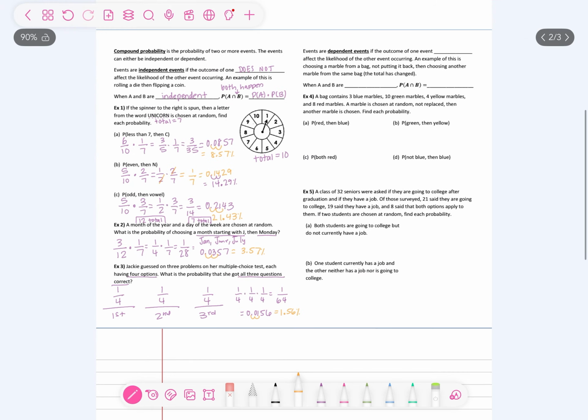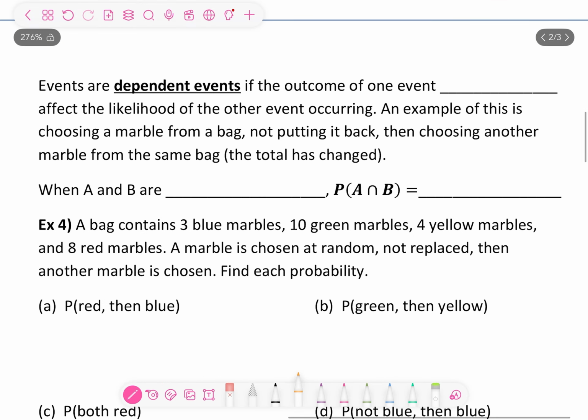All right, now let's look at dependent events. Events are dependent if the outcome of one event does affect the likelihood of the other event occurring. An example of this is choosing a marble from a bag, not putting it back, then choosing another marble from the same bag. What happens there is the total changes.